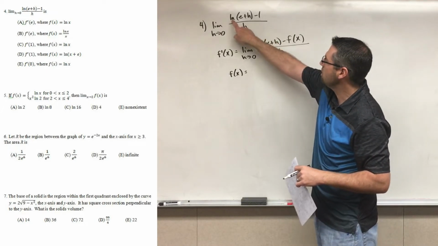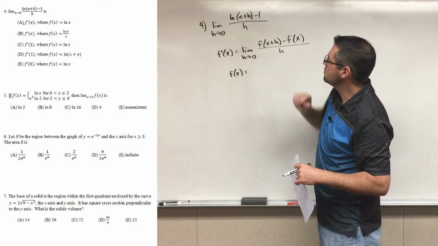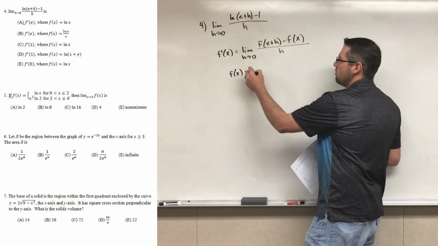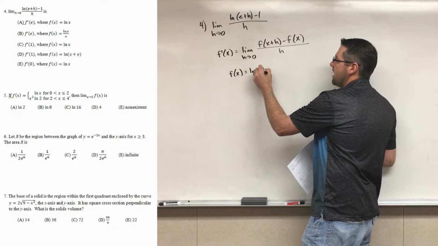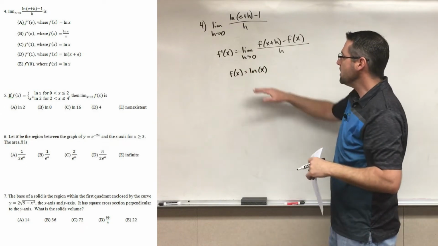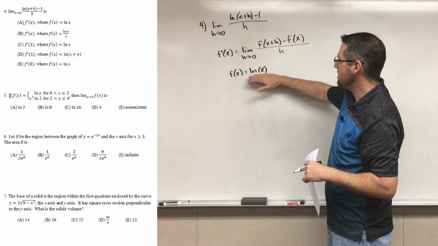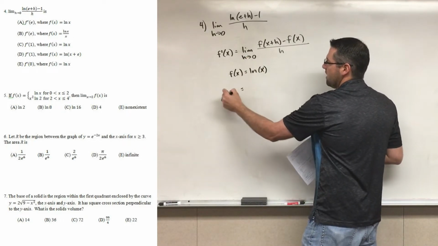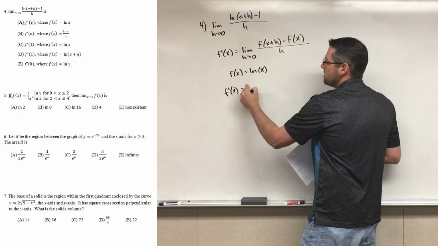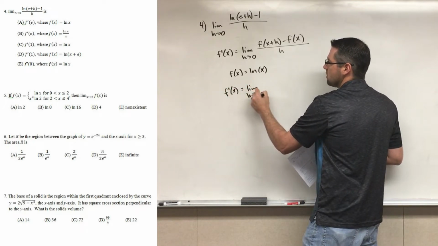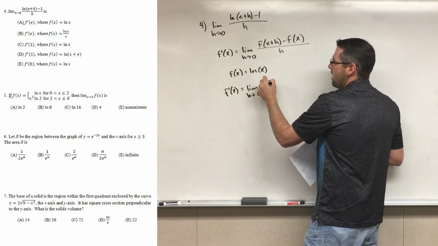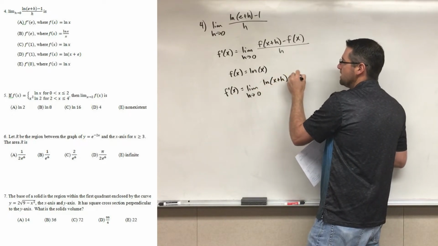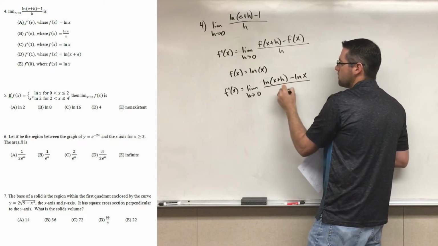Well, this says natural log of e plus h. Notice there's no variable there. But if I can put a variable there, then I would end up with the natural log of x. Okay? And we can check this. If I plug in the natural log of x for f of x here, this statement would say f prime of x is the limit as h approaches 0 of natural log of x plus h minus natural log of x, all over h.